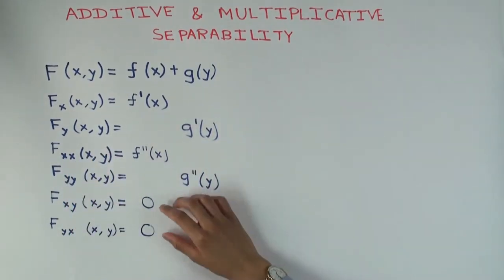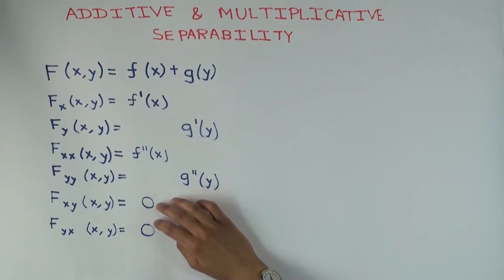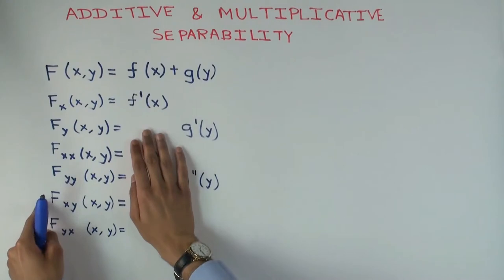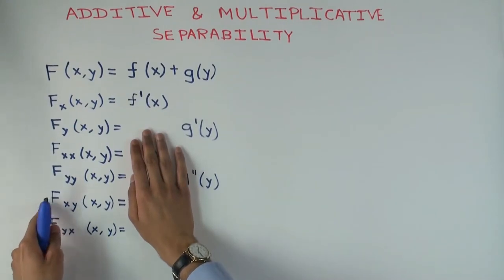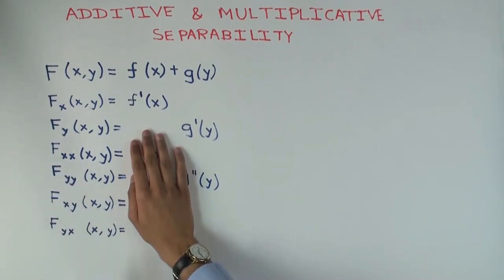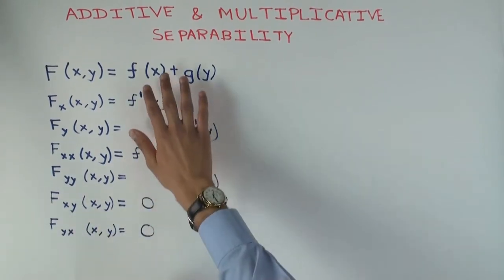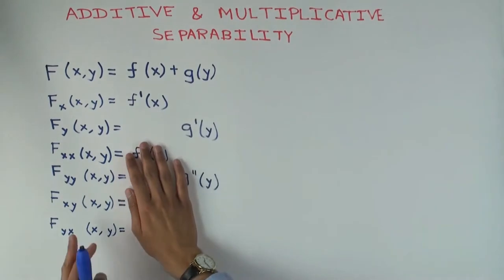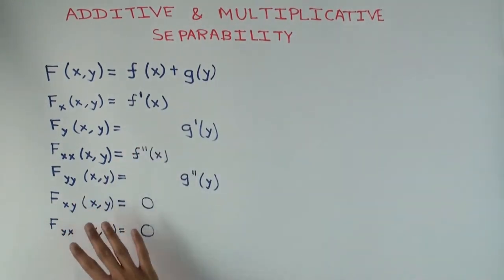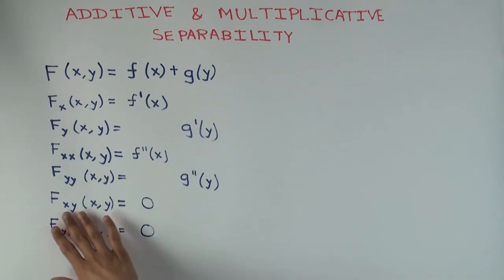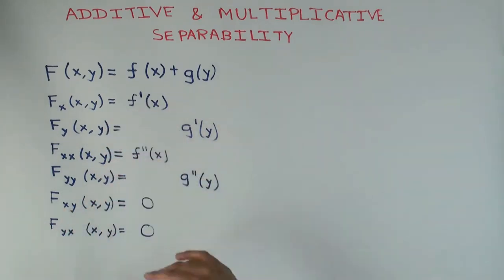So actually, there's a general theorem which tells you that under most circumstances, these two things will be equal, even if it's not additively separable. The general result, Clairaut's theorem, tells you that these two expressions will usually be equal. There are some conditions, and it requires some continuity assumptions, but we're not talking about that right now. The fact that they're zero is basically because of separability. We're just noting what the partials are.